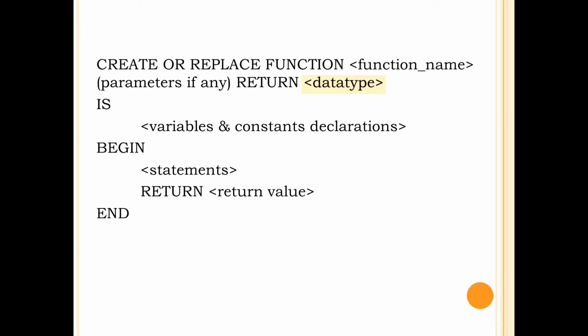After the function header comes the function body. The keyword IS denotes the ending of the function header and the beginning of the function body. If we want to declare some variables or constants, then it is done just after the IS keyword. The operations to be done by the function and the return statement are enclosed within the BEGIN and END keywords.